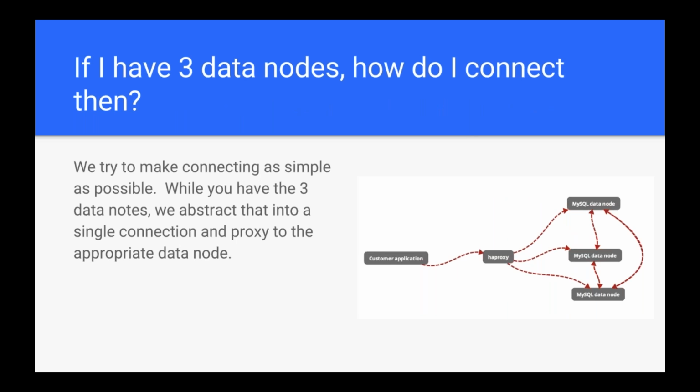So if we have three data nodes, how does the customer connect? What we do at Compose is we try to make it as simple as possible. The customer's application connects to a hub proxy, and then that hub proxy routes to the proper MySQL data node. So we abstract away the three data nodes into a proxy portal, and the customer application just talks to that proxy. We try to take a lot of the magic and complexity of MySQL and not necessarily hide it away, but abstract it away and make it as simple as possible for customers to interact with and get the benefits from.